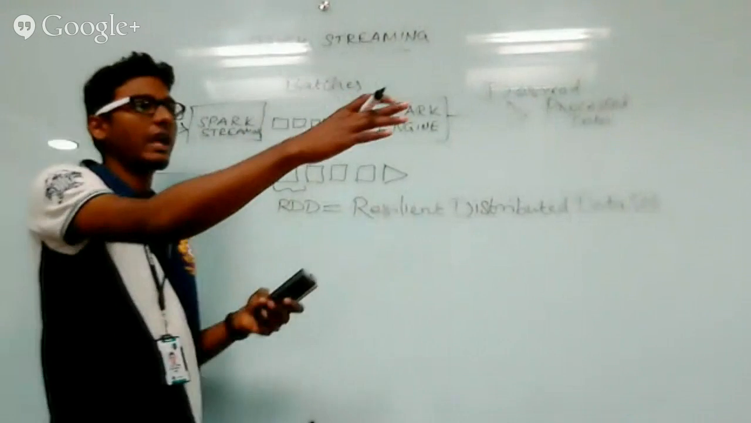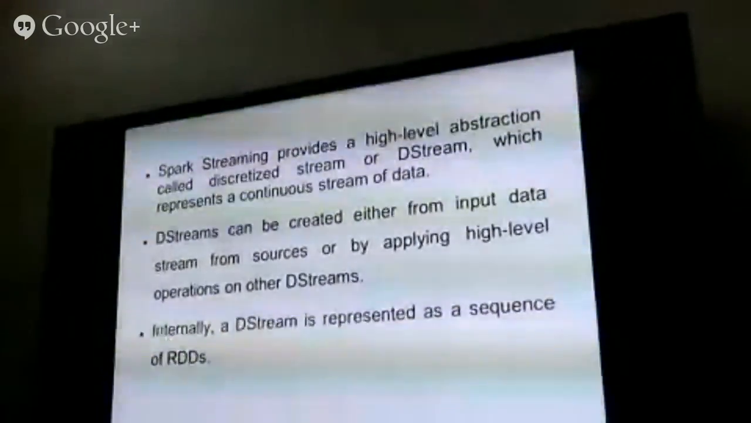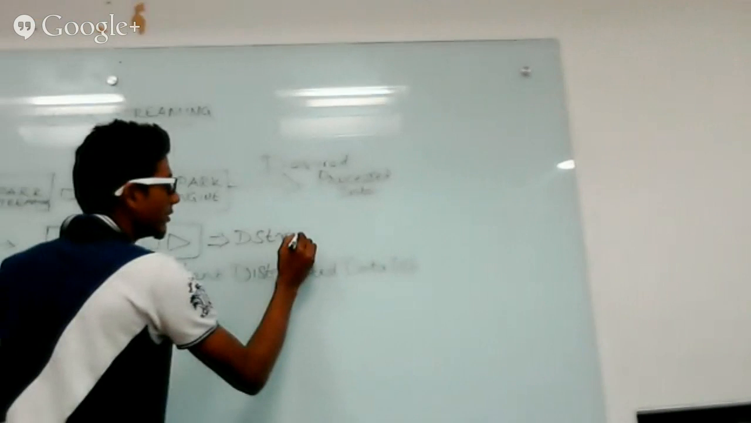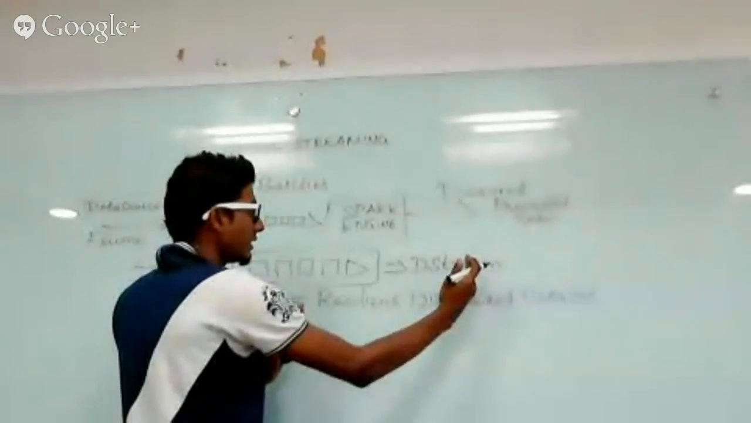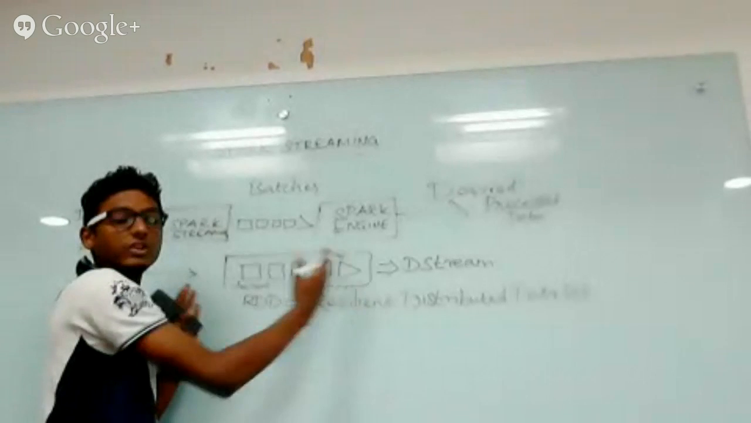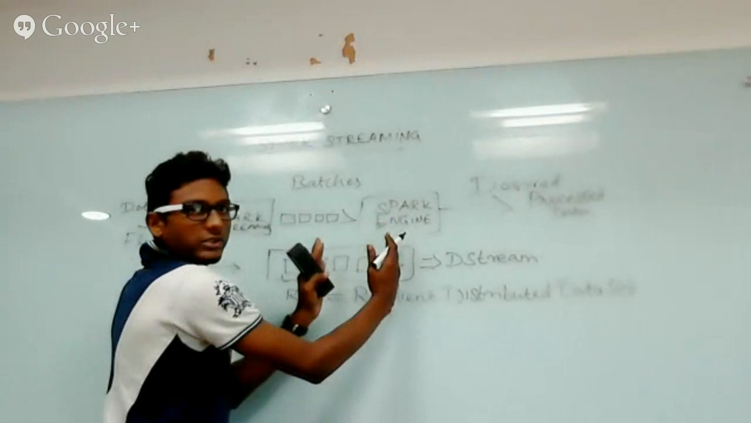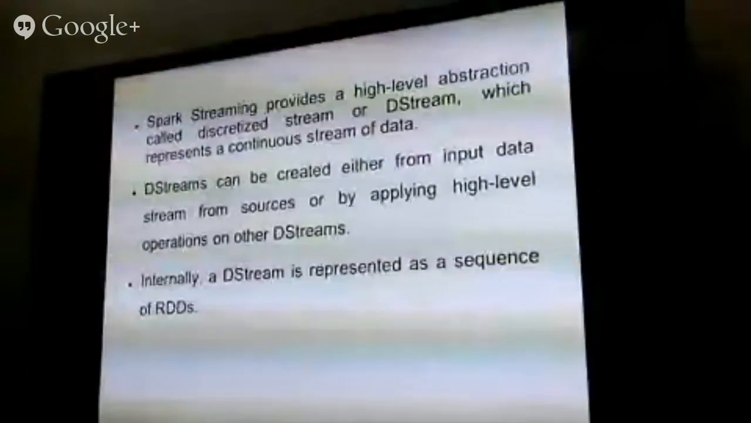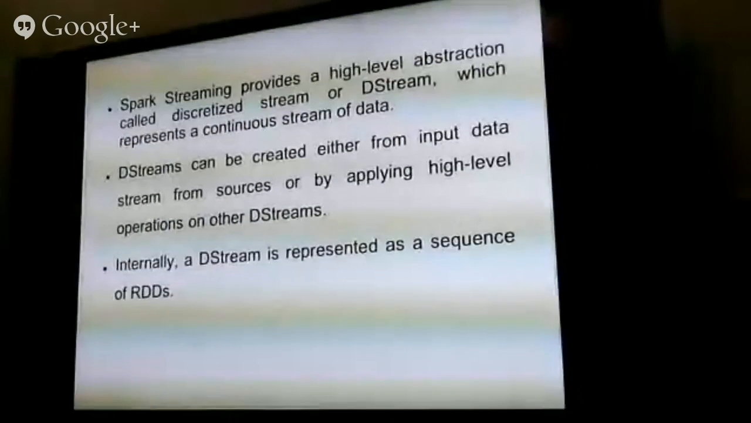As I already said, these streams can be created. This stream of data is called a D stream, or data stream. Your live stream of data is converted into D streams. To be precise, a D stream is a stream of RDDs, small data blocks. This is how your D stream is obtained. Your live data source will be converted into D streams. We will process only these D streams, not the live data source.